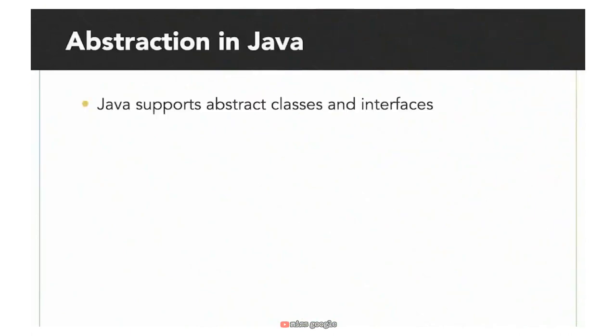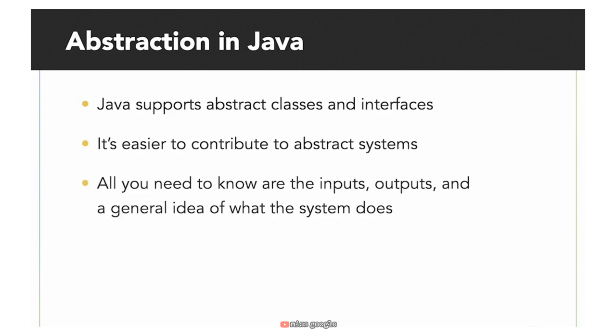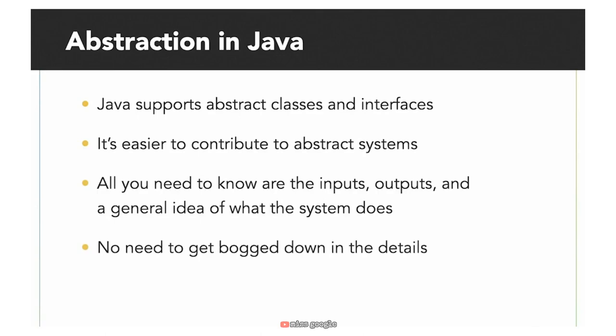Looking at abstraction in Java specifically, we have abstract classes and interfaces, and we'll be looking at these in more detail in later lessons. When systems are abstract, it's easier for engineers to add code contributions because they don't have to know every single detail of each system they're working with. They just need to know the inputs, the outputs, and a general idea of what the system does. This allows engineers to focus on what features they want to add to the application without getting bogged down in the details.